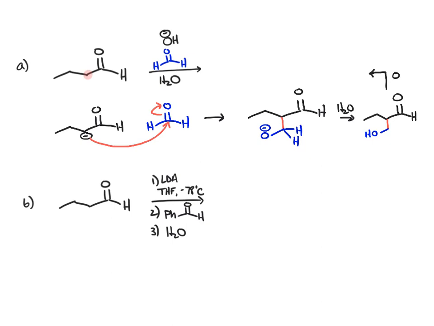But what the base can do, since we have an alpha proton right here, base can take that proton and eliminate. And you're left with an alpha beta unsaturated aldehyde.